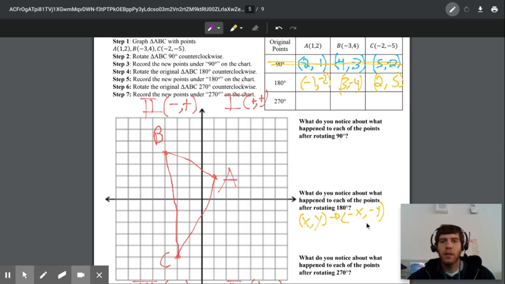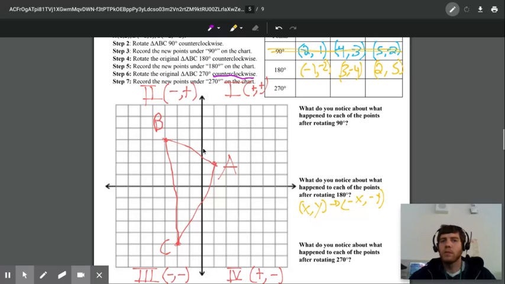Okay, the last rotation we have is 270 degrees. 270 degrees is essentially the same thing as a 90-degree rotation. So if we rotate point A 270 degrees counterclockwise, that's going to be 3/4 of the way around. So if we go 90 degrees, 180 degrees, 270 degrees, we're going to end up in quadrant 4.